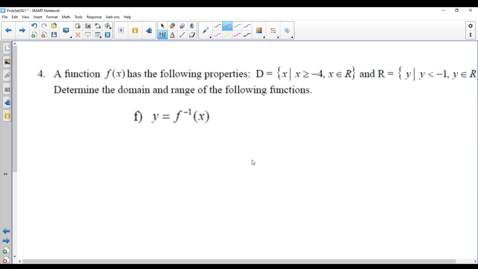Ooh, that's interesting. What does this mean again? What does that symbol mean again? Manahill? Inverse. So, what are we going to do with this? What is the domain and what's the range? If I'm looking at the inverse function, what's the domain? Tell me the answer now.